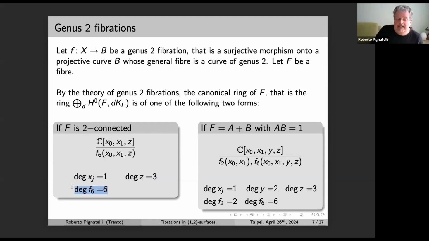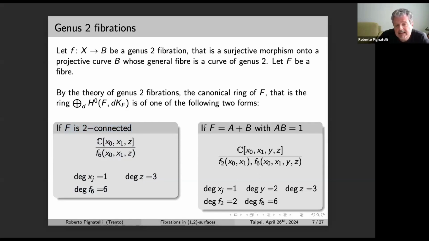Well, you can recognize, in the smooth case, z squared equals something, so you get a double cover of P1 branched at 6 points. But in fact, this picture works not only for smooth fibers, but for most of the fibers. I mean, for the general fibers, of course, for smooth fibers, but any fiber which is irreducible, or even more generally 2-connected, has this canonical ring.